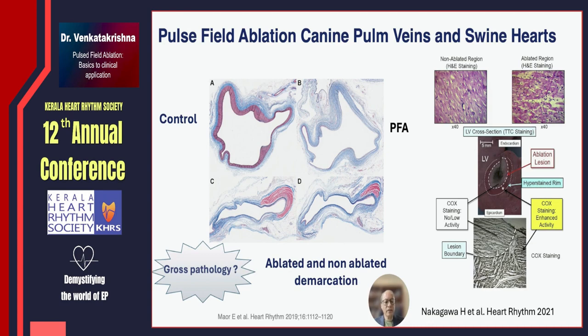The earlier gross pathological description was difficult because they couldn't see much in this particular study, but it has been recently shown by Koruth that you could visualize it in some form in the gross pathology. In this particular case, you can clearly see there is myocardial disarray in the ablated region as opposed to the normal, and there is a clear penumbra of hyper staining with enhanced activity in the Cox staining noticed around this area of lesion.